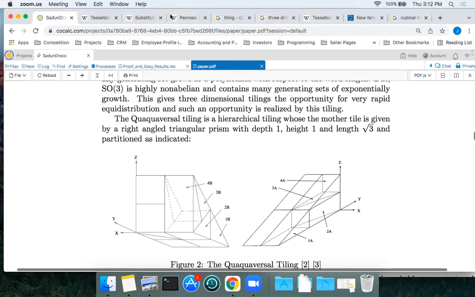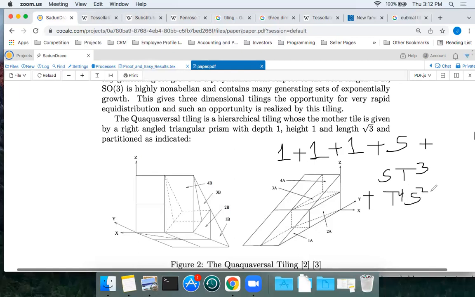I'm getting ahead of myself a little bit. So in this case, the orientations of the tiles are given by 1 plus the identity plus the identity plus the identity plus s plus s t cubed plus t to the 4th s squared plus t to the 4th plus s squared t squared plus s squared t cubed. Sorry about that.